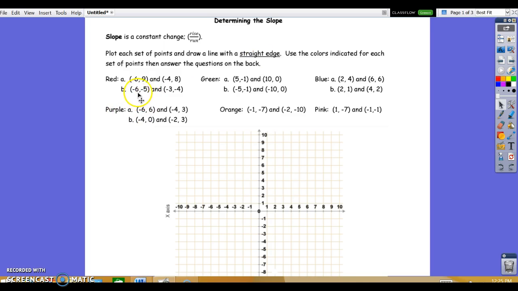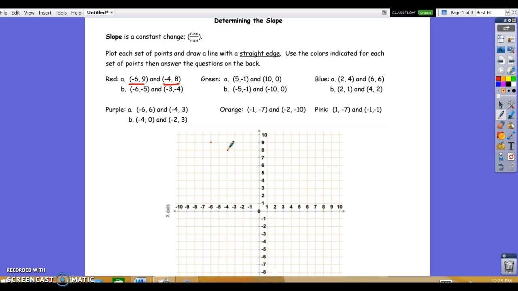All right, so the first thing we're going to do is label our points. So you'll see that we're using red. We're going to put a point at (-6, 9) and a point at (-4, 8). So I'm going to go to the left to -6 and then up to 9. I'm going to put a dot, and you're going to do the same thing on your paper. Now we're going to go to (-4, 8). So over to -4, up to 8.